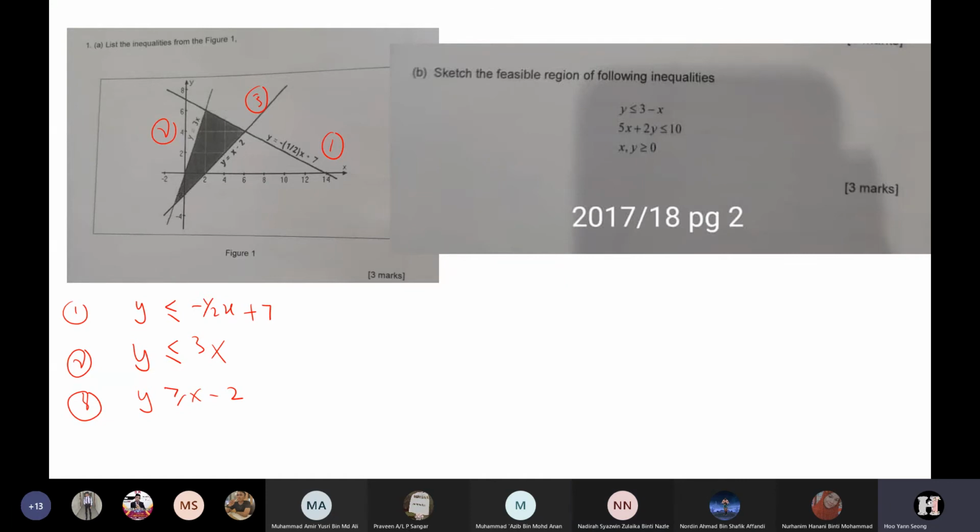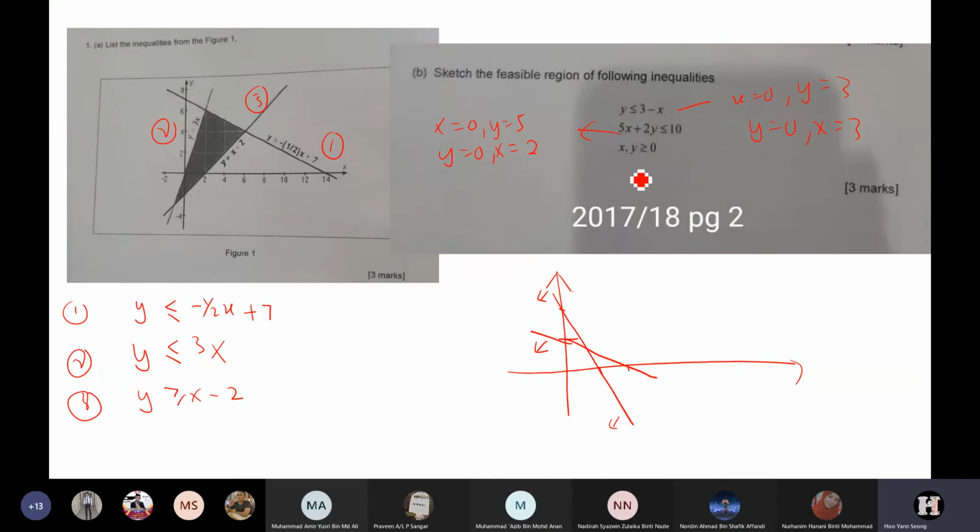Okay, then second one, sketch the region of the following inequality. So I roughly sketch. The first one, x equals to 0, my y equals to 3. When my y equals to 0, my x equals to 3 also. So I have a 3, 3. So begini, and then is less than, so it's ke bawah. 5x, so when x equals to 0, my y equals to 5, my y equals to 0, my x equals to 2. So then I have a 2, this one is a 5, so this one is also less than.